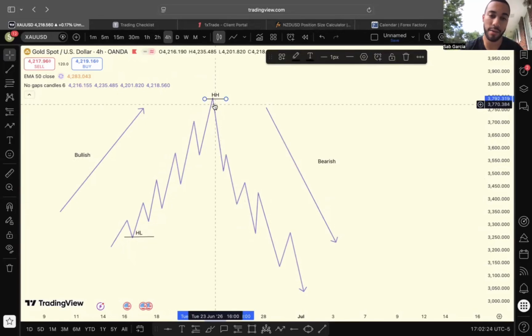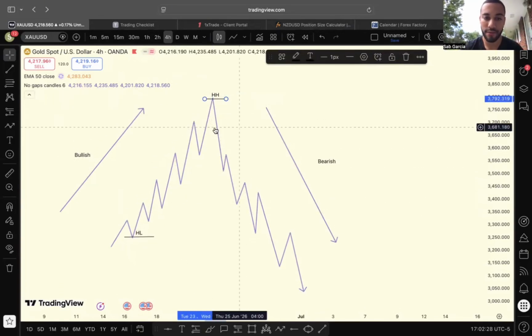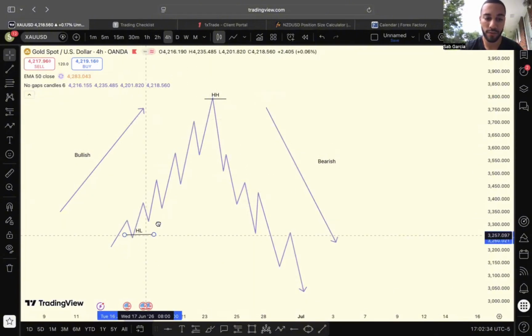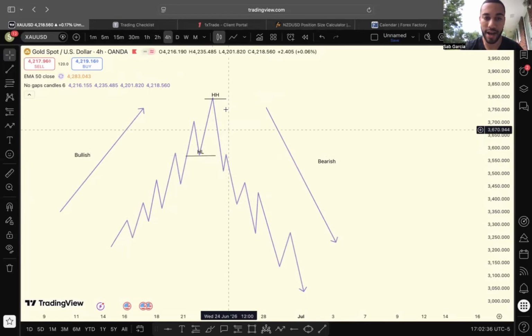So this up to this point right here. Let's erase from this part here. Let's just focus on this part right here, right? So from all these parts, this is the higher high and this is the higher low. This is how bullish markets move.